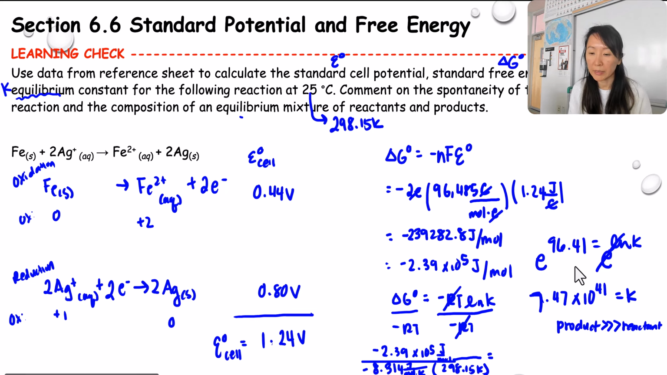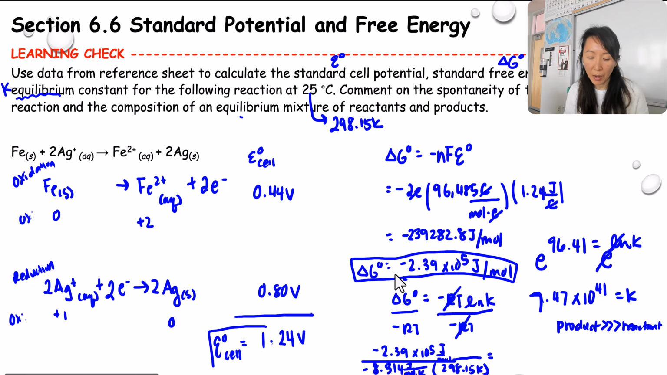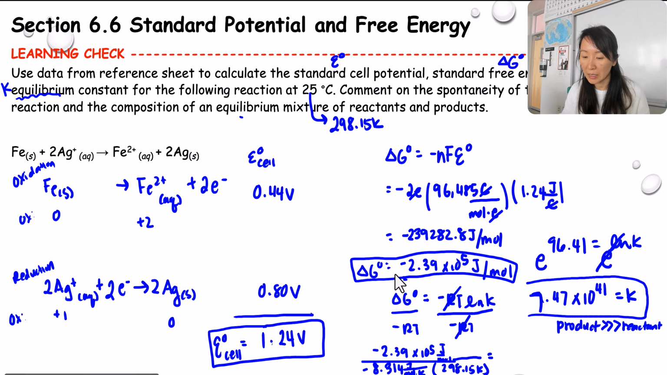What about the spontaneity? Well, we can tell by two things. The delta G naught for this is a negative value. So if it's a negative value, what does that tell me? Well, it tells me that this is a spontaneous process. E naught is a positive value, and that also tells me that it's going to be a spontaneous process. The K really doesn't tell me that it's a spontaneous process, but it does tell me that in the equilibrium mixture of reactant and product, there's a lot of product compared to the reactant at equilibrium.